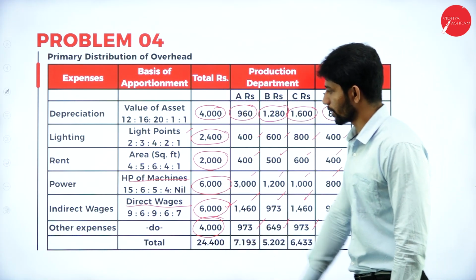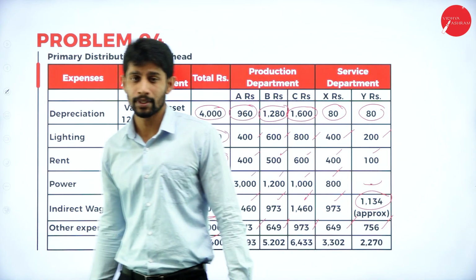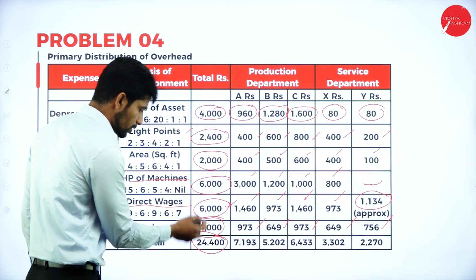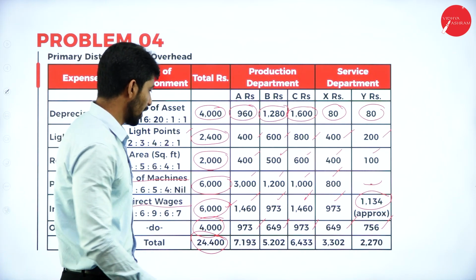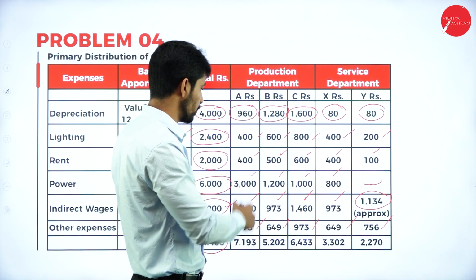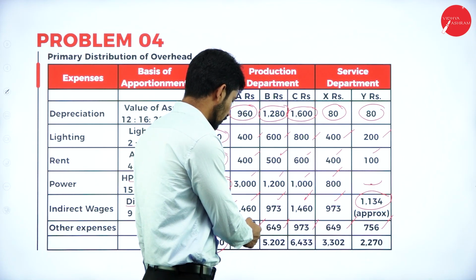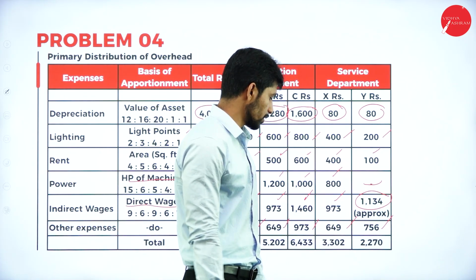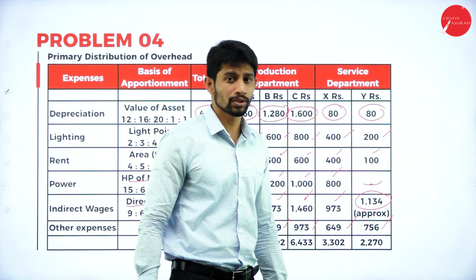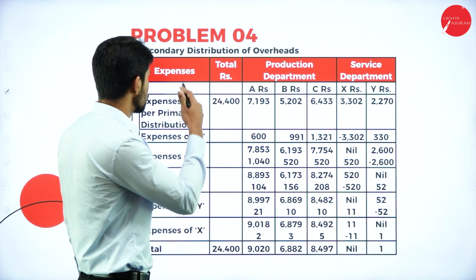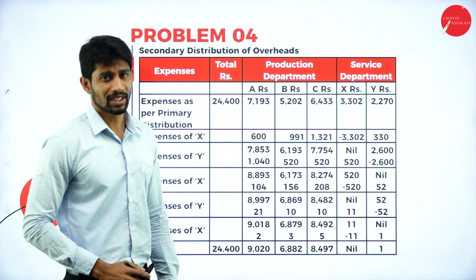Now total the primary distribution table. What is the total expenses? Total expenses is 24,400, and in production departments as well as service departments you have the totals 7,193, 5,202, 6,433, 3,302 and 2,270. Now move on to the secondary distribution table.